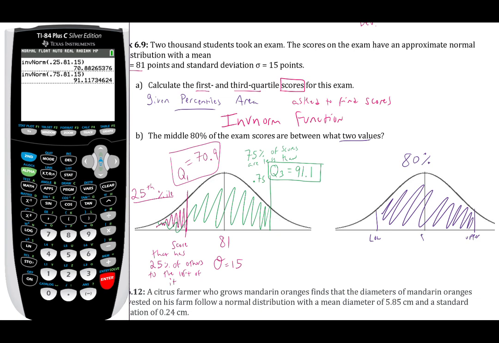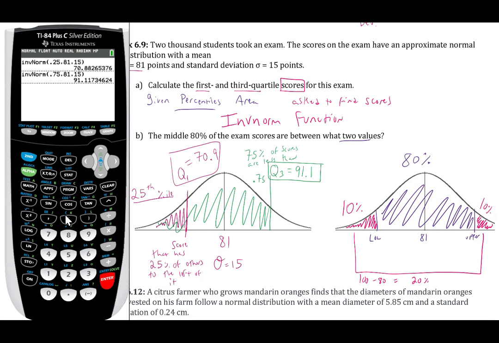Well, we know again that the mean is still 81, standard deviation is still 15. We need to do a little bit more work here. If we know that the middle 80% is given, well, that means that the two tails will be 20%. 100 minus 80 is 20. And since these two tails are going to be symmetric, we know that each tail is going to be 10%.